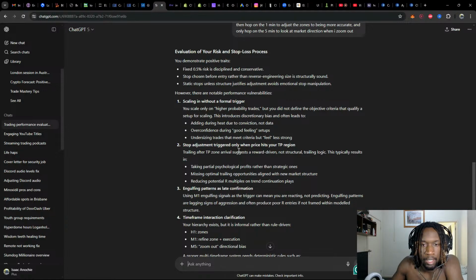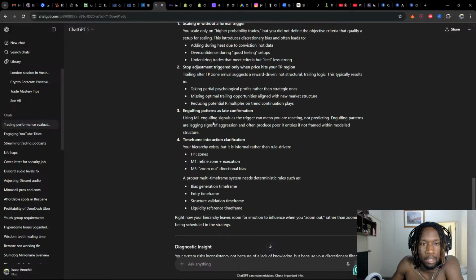Stop adjustment triggered only when price hits your TP region. Trailing after TP zone arrival suggests a reward driven approach, not a structural one. Typically, engulfing patterns are late confirmations. Using 1 minute engulfing patterns as a trigger can mean you are reacting, not predicting. Engulfing patterns are lagging signs of aggression and often produce poor entries. A time frame interaction verification hierarchy exists, but it is informal rather than rule driven.